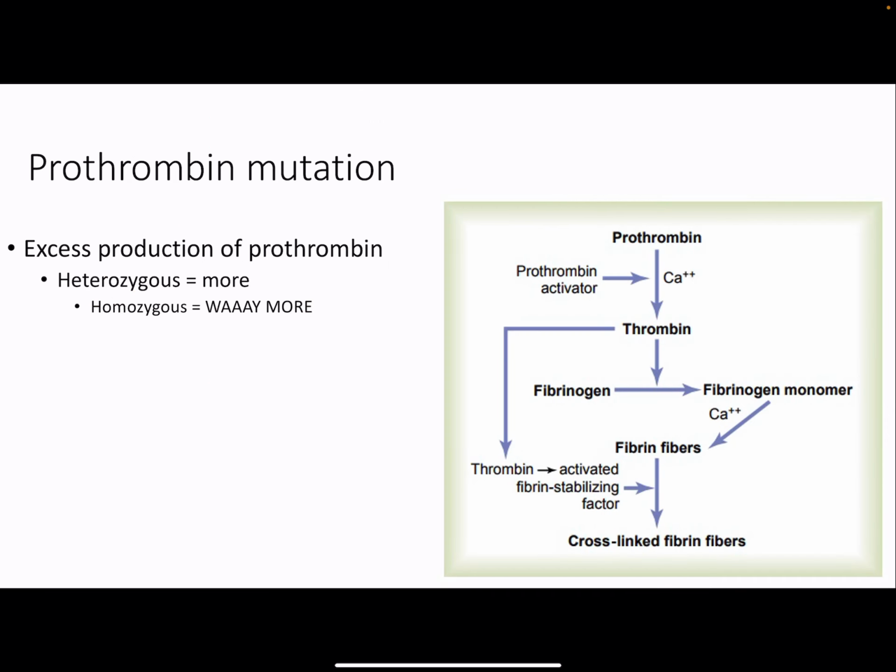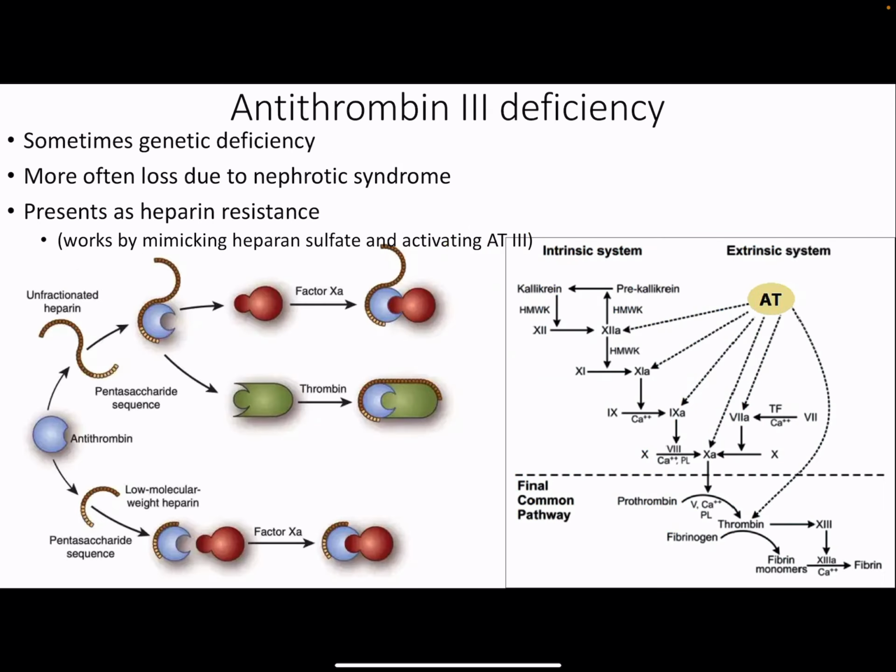A prothrombin mutation, you just got more of this. You got excess prothrombin, which makes coagulation more likely. If you're heterozygous, meaning you've got one copy, you're going to have more. But if you're homozygous, you're going to have way more. So clotting is going to be an even larger issue.